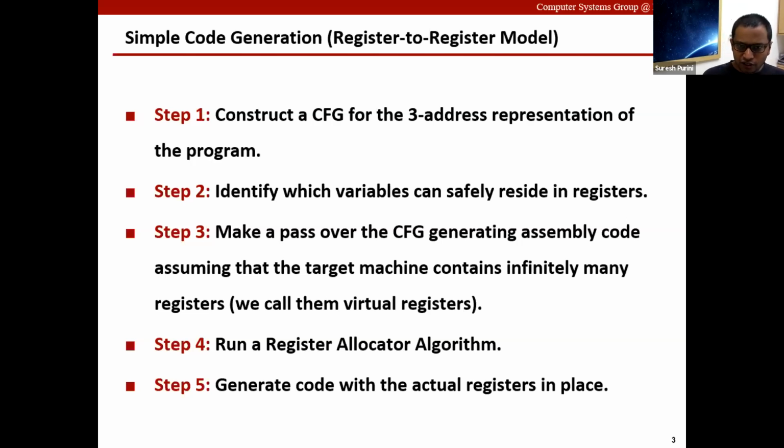So that's step 3. We make a pass over the CFG, generating assembly code, assuming that the target machine contains infinitely many registers. We call them virtual registers. And then we apply a register allocation algorithm on this IR, which is very close to the target assembly code. And finally, after register allocation is done, we generate code with the actual registers in place. So this is the process.